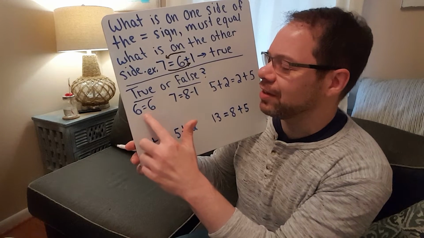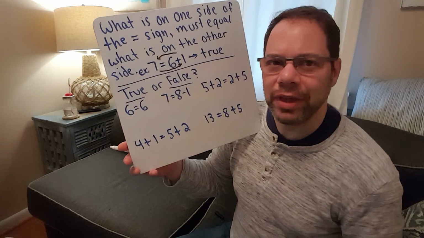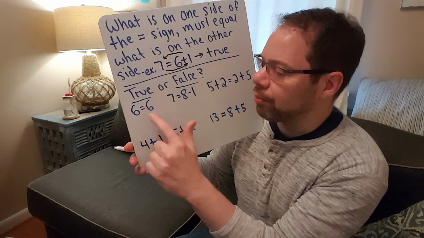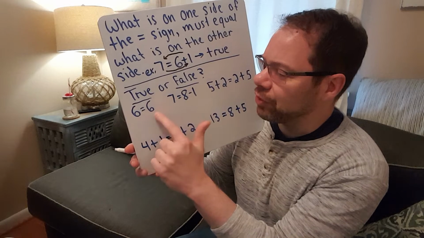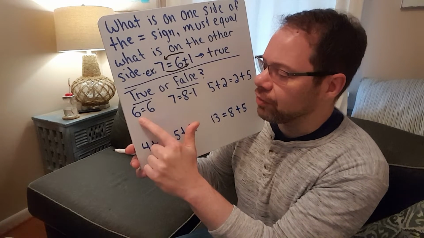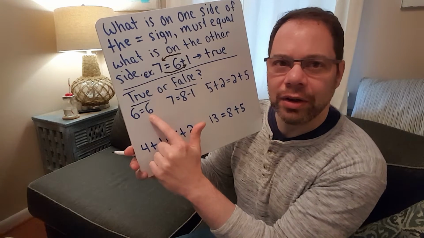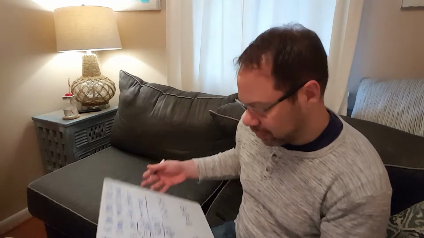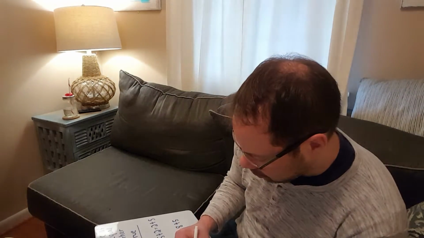So is 6 equal to 6? Well, that's an easy one. These are both whole numbers. Okay, we don't have to do any addition or subtraction to figure out what's on one side or the other. So yeah, of course, 6 is equal to 6 is true.